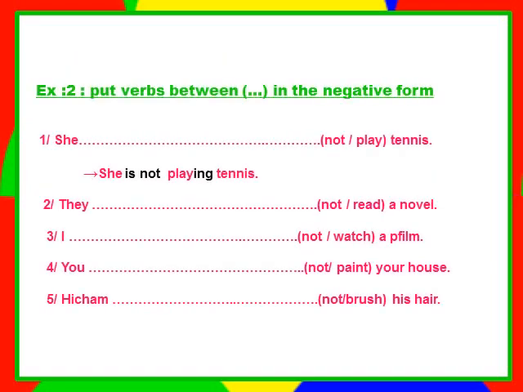Exercise number 2. Put the verbs between brackets in the negative form. So we have to conjugate the verbs into the negative, not affirmative and not interrogative. So, she not and play tennis. If I want to conjugate it, I will say she is, of course the verb to be is very important. She is not playing tennis. If I said "she not playing tennis," of course it is not correct. I have to use the present continuous.